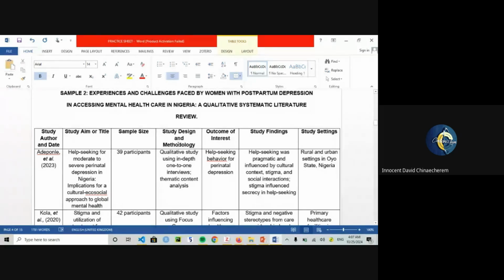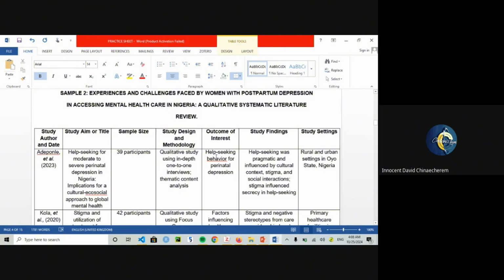Remember what I said about methodology and study design, so that you can actually extract the design of the study, extract the method of the data analysis, some of the instruments of data collection, and the overall methodology of the study.